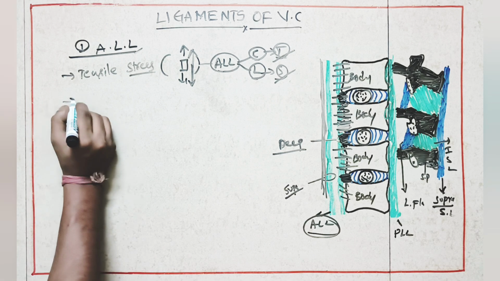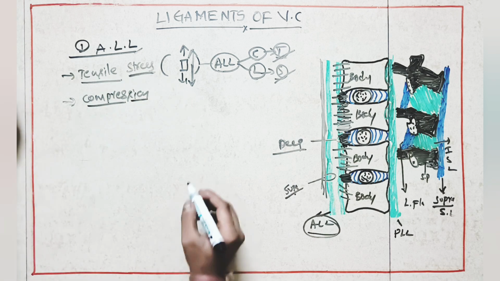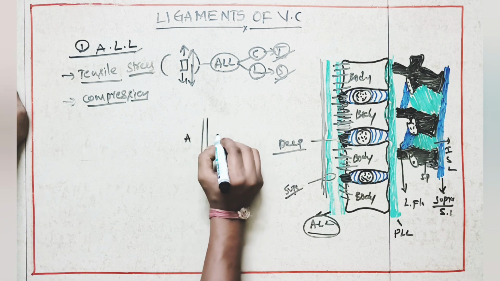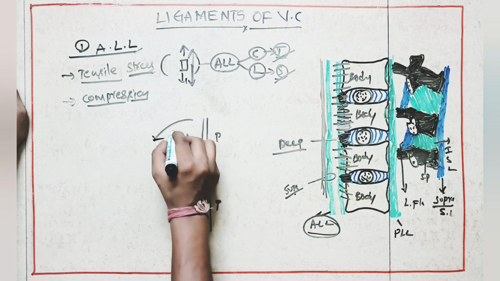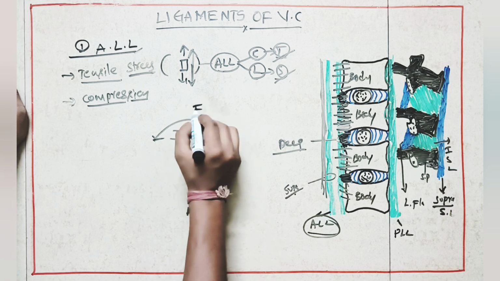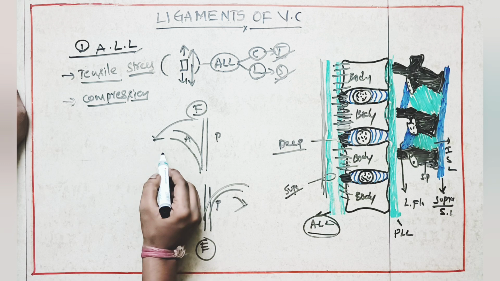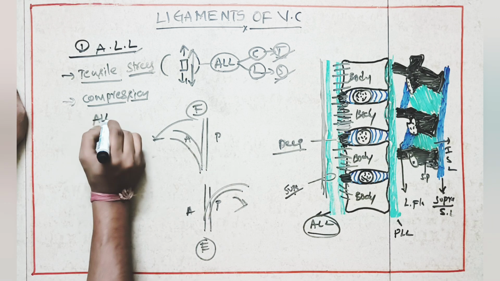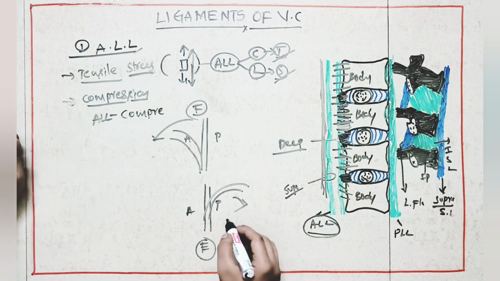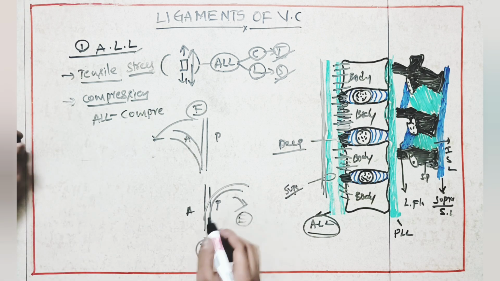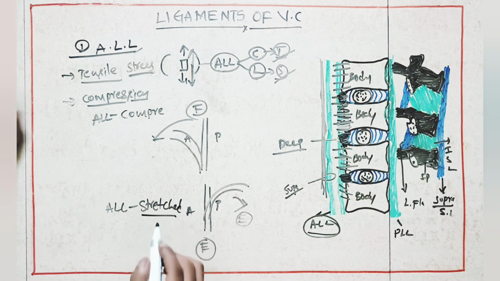Next point, compression. Here we saw tensile stress, now we'll see compression. Suppose one vertebral column is there. This is anterior, this is posterior. If this vertebral column goes into flexion like this, and this is extension. When the vertebral column goes into flexion, the anterior longitudinal ligament will be compressed. If the vertebral column goes into extension movement, the anterior longitudinal ligament will be stretched. Okay. This is one point.